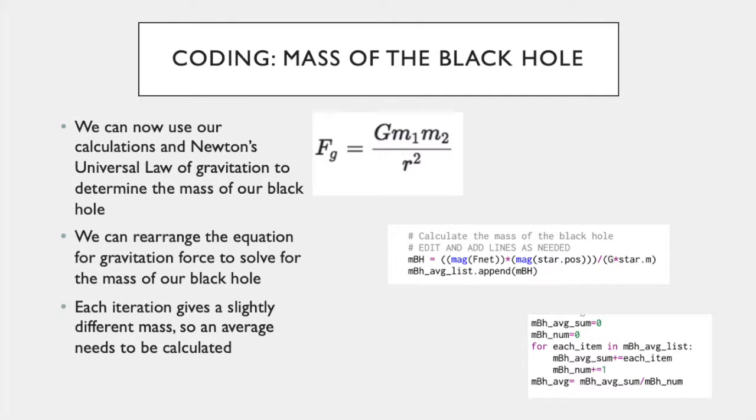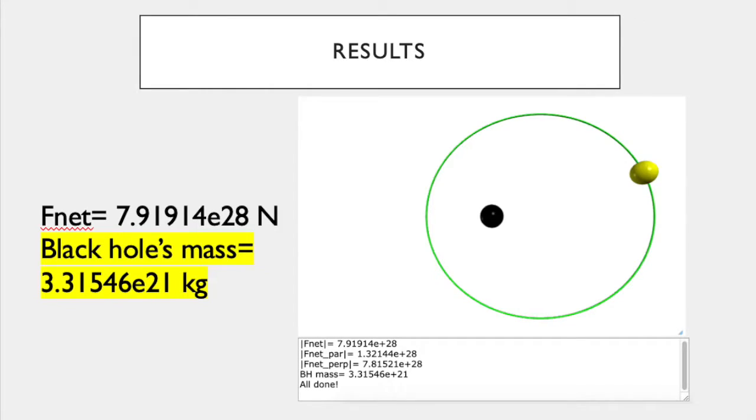We can now use our calculations in Newton's universal law of gravitation to determine the mass of our black hole. We can rearrange the equation for gravitational force to solve for the mass of our black hole. Each iteration of our time jumps gives a slightly different mass, so an average needs to be calculated. From running our model, we found that our net force acting upon our star was 7.91914 times 10 to the 28 newtons. Then, our black hole's average mass was 3.31546 times 10 to the 21st kilograms.